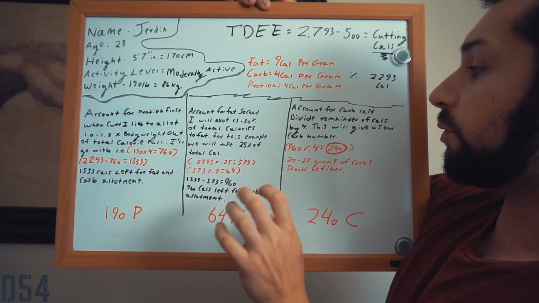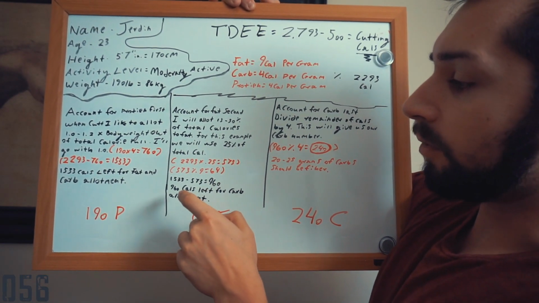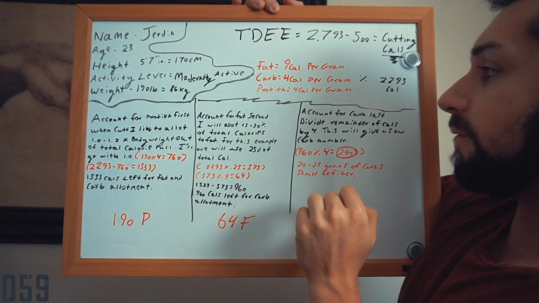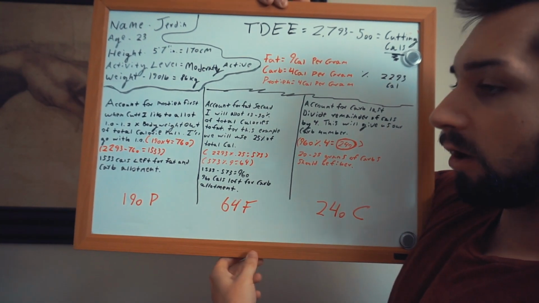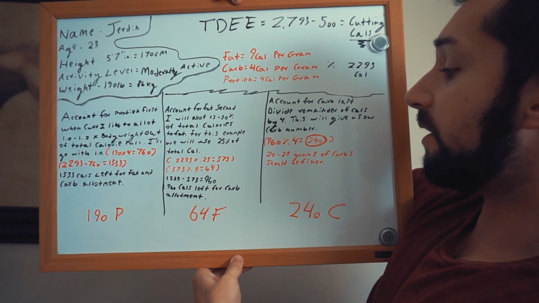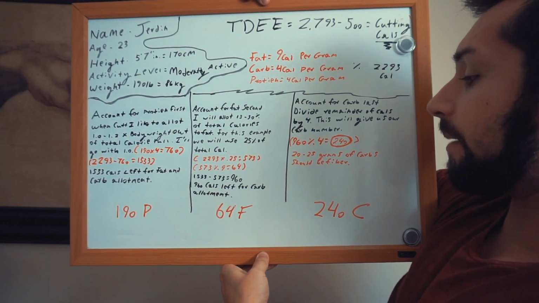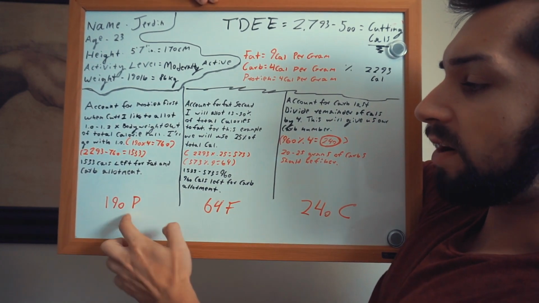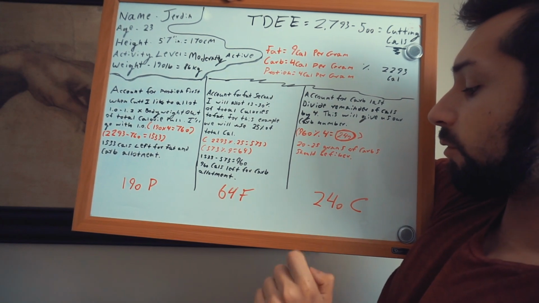The only thing we need to do to account for carbohydrates is take that number right there, 960, and divide it by 4. That's going to give us 240 carbs. Now, out of that 240 carbs, you want to make sure that you're hitting at least 20 to 25 grams of fiber per day. So that gives me macros of 190 protein, 64 fat, and 240 carbs.